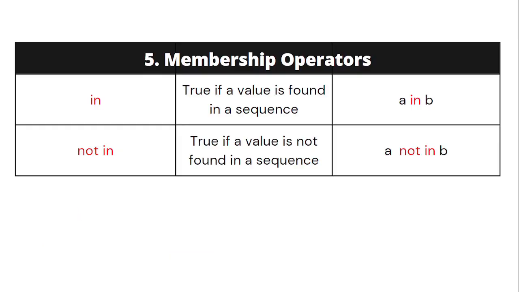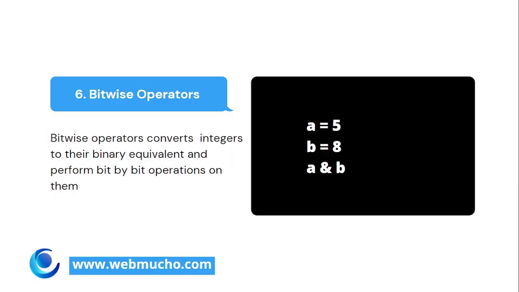If you look at membership operators, in is true if a value is found in the sequence, and not in is true if a value is not found in the sequence. A bitwise operator converts integers to their binary equivalent and performs bit-by-bit operations on them, hence the name bitwise. So you have an integer value and you do a bitwise operation on it. The integer values are converted to binary, 1s and 0s, so bits, and then it performs the bitwise operation on each bit, and returns your results.